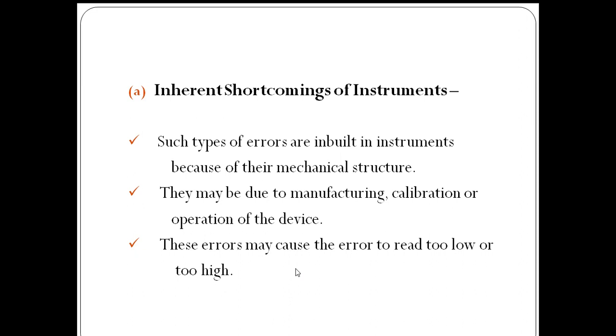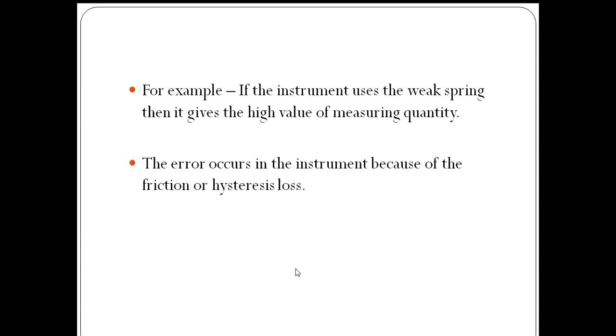So first one is inherent shortcomings of instruments. Such types of errors are inbuilt in the instrument because of their mechanical structure. They may be due to manufacturing, calibration, or operation of the device. These errors may cause the instrument to read too low or too high. While designing the instrument itself, there may be some problems, so continuously it is giving those errors. So we have to properly manufacture, and properly calibrate while operating the device.